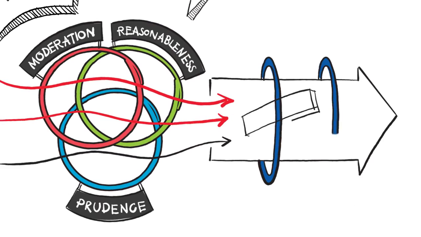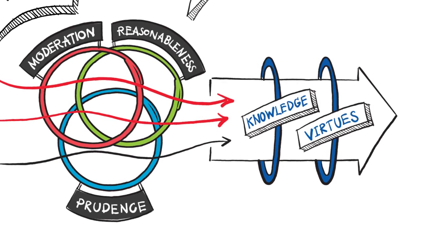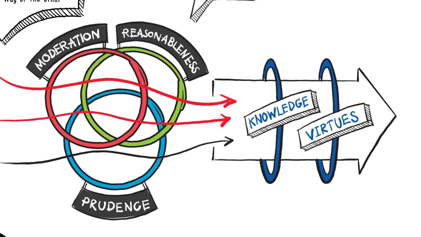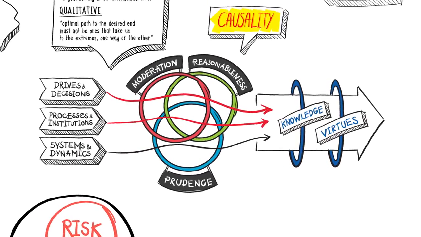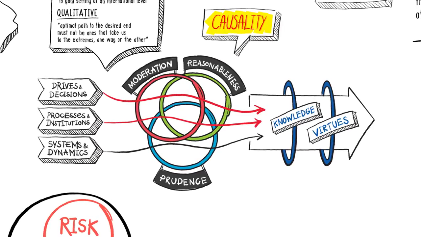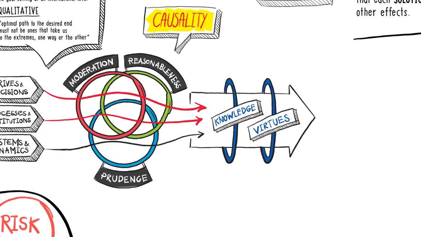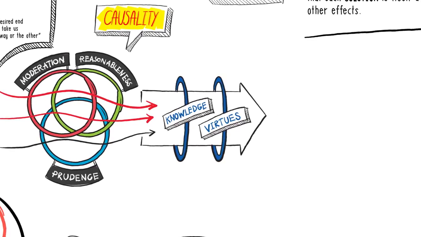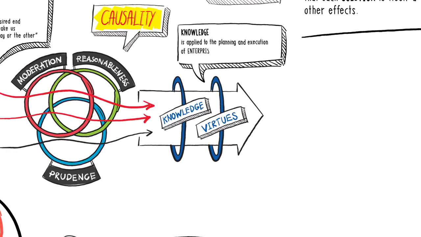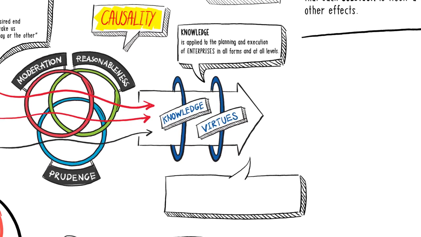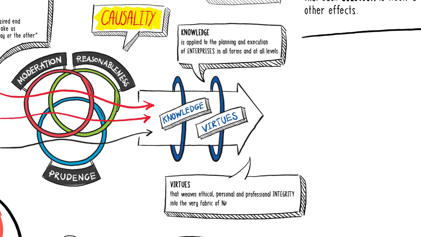economy. Now, to ensure that such a society follows and indeed sticks to this optimal path all the way to realizing balanced, inclusive, equitable growth, thereby ensuring a secure, prosperous, sustainable future for our next generations, sufficiency economy philosophy further posits two conditionalities, namely, the care and governance by which knowledge is applied to the planning and execution of enterprises in all forms and at all levels, together with a set of necessary virtues that weaves ethical, personal, and professional integrity into the very fabric of nationhood and global citizenry.